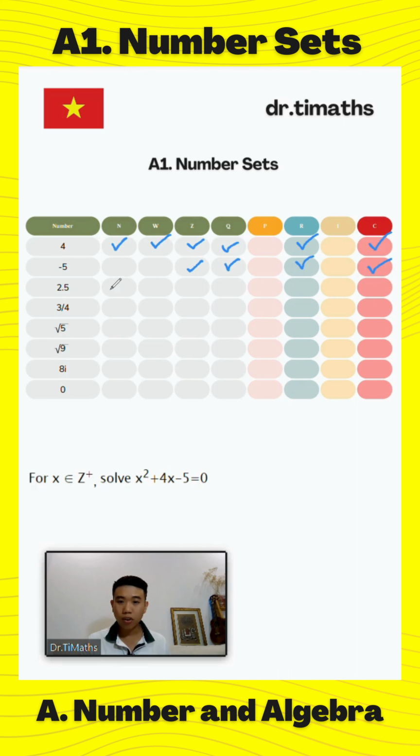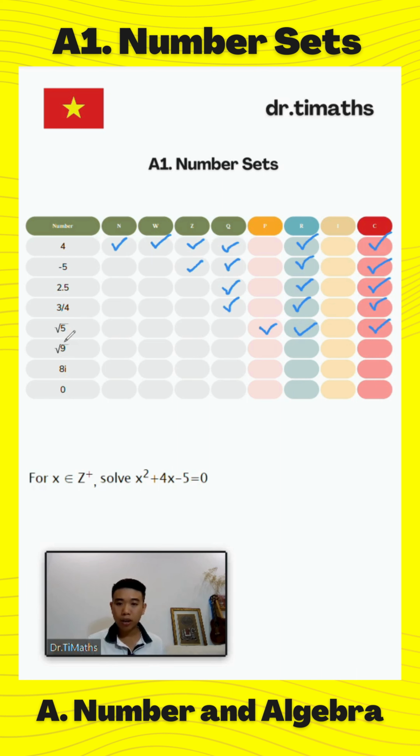2.5. So, not natural, not whole, not integer. It starts with rational. So, it will be also real, also complex. 3/4. So, it starts with rational, real, and complex. Square root of 5. So, it is irrational. It's also a real number and also in complex numbers.